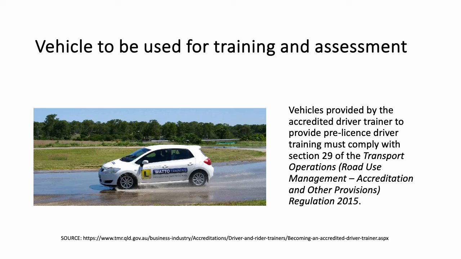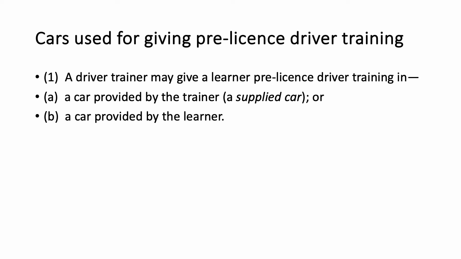Vehicles to be used for training and assessment. Vehicles provided by the accredited driver trainer to provide pre-licensed driver training must comply with Section 29 of the Transport Operations Road Use Management Accreditation and Other Provisions Regulation 2015. 1. A driver trainer may give a learner pre-licensed driver training in (A) a car provided by the trainer, a supplied car, or (B) a car provided by the learner.